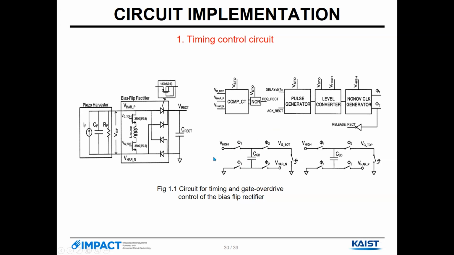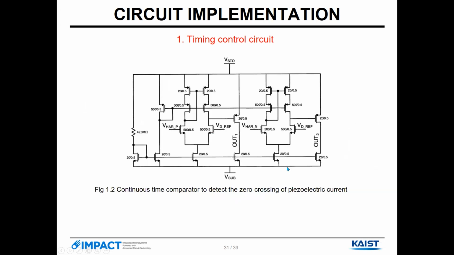So initially we turn on switch one and VHigh charges the capacitor CGD. After we charge the VCD, switch one is turned on and switch two is turned on. So at that time we have this. We can see that VG box is equal to VGD plus VHN. This is the timing control circuit.